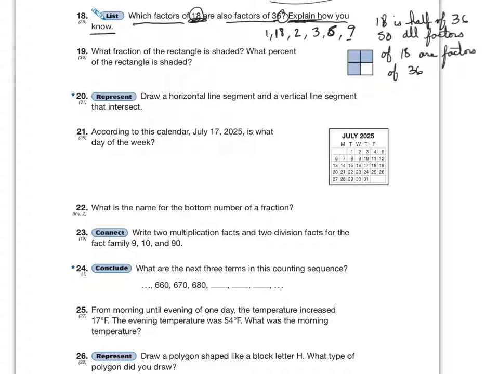Draw a horizontal line segment and a vertical line segment that intersect. So there you have it. Simple thing. A line segment. Make sure you look at 31 and remind yourself what a line segment is.